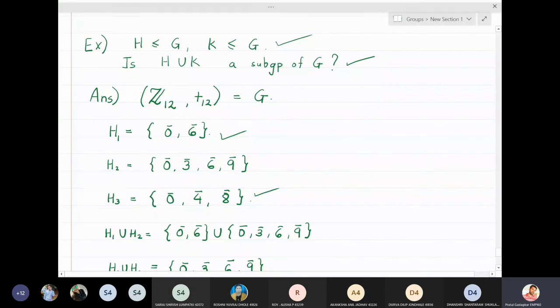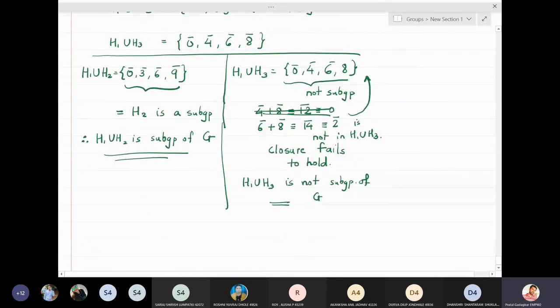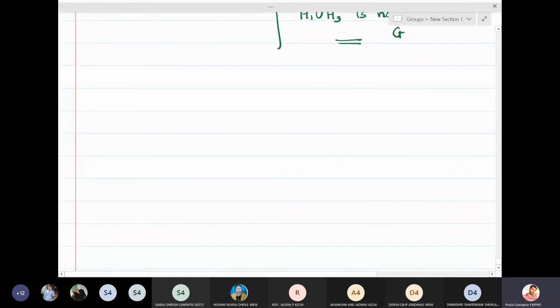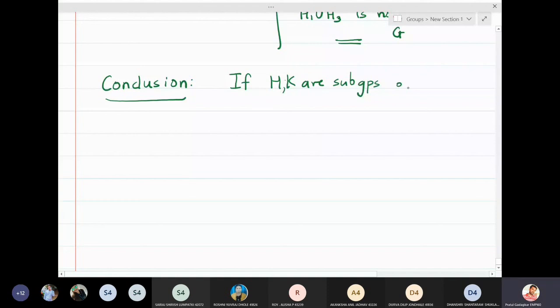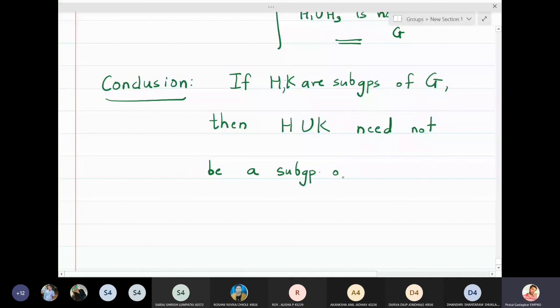Okay. So what is our conclusion? Let us slide to our conclusion from this example. The conclusion is, if H and K are subgroups of G, then H union K need not be a subgroup of G. Sometimes it is yes, sometimes it is no.